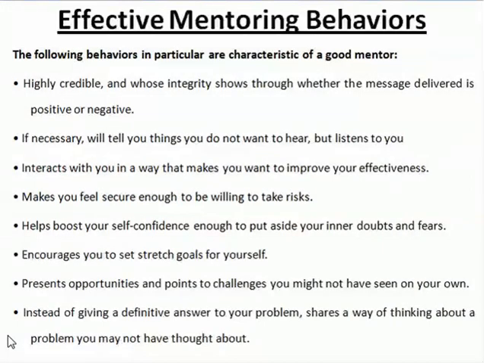Sometimes it's necessary that he will tell people the things they have to do and what they should not do, and how interestedly those people are going to listen to the mentors. So he interacts with people in a way that helps anybody improve their effectiveness on the job. It makes people feel secure enough to be willing to take risks, after the mentor has given them a lot of confidence.